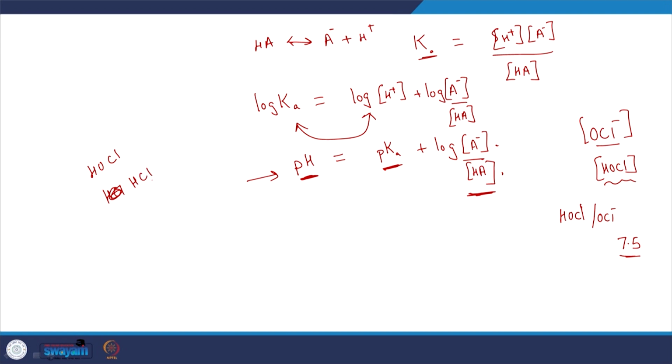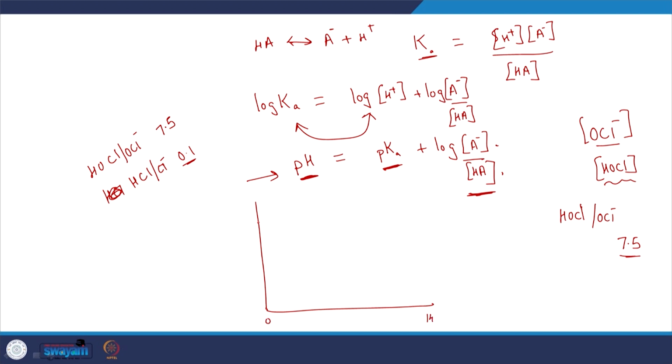For example, for HCl the pKa is negative, or for purposes of illustration, take it to be 0.1, and for HOCl and OCl minus the pKa was 7.5. For HCl and Cl minus, the pKa was 0.1. Let me try to draw this graph with HCl and Cl minus. So, 0 to 14.